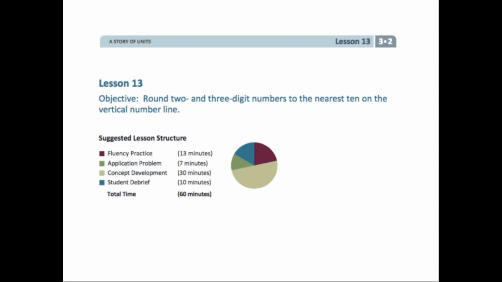We're going to continue this week with what we were learning about last week. So, once again, our objective is going to be rounding 2 and 3-digit numbers to the nearest 10 on the vertical number line. We worked on vertical number lines this week. We are going to be experts now.